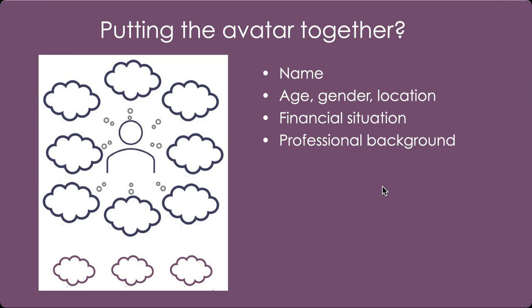Professional background, so job roles, what do they do for their career if it matters, but always choose something specific for your avatar. Family and lifestyle, are they married? Do they have kids? You just give your avatar a family if having a family is typical of the type of people that you work with, or if it's important.